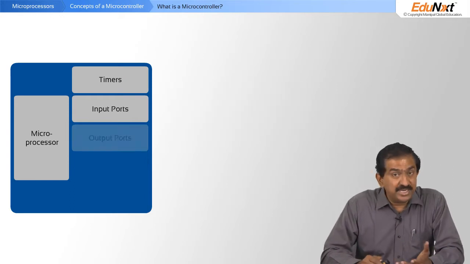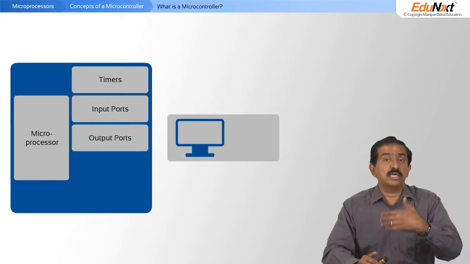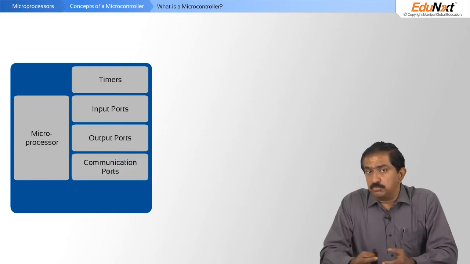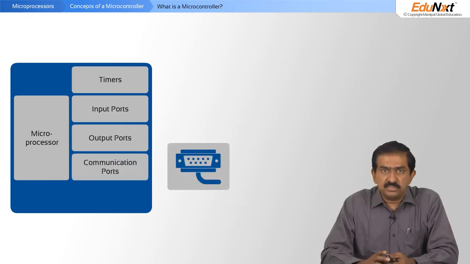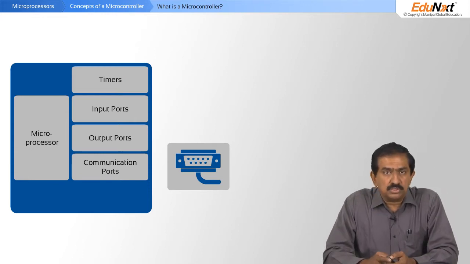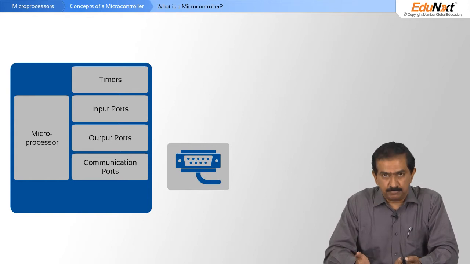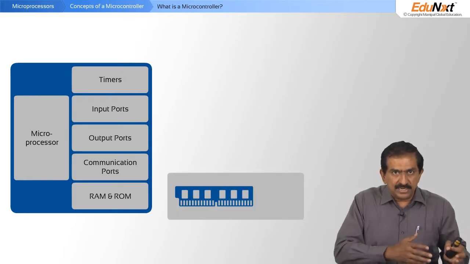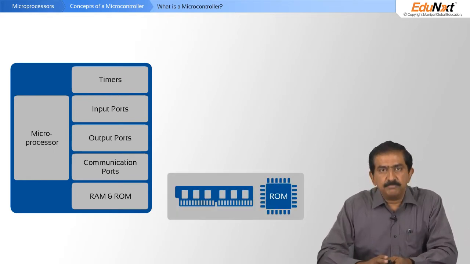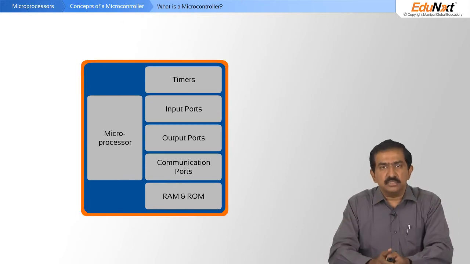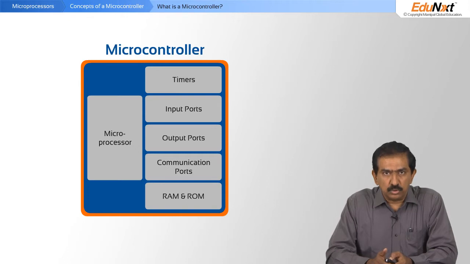You need input ports. You need output ports. You want to connect a display or a printer, so you need an output port that can be connected to microprocessors. You also need some form of communication ports. You remember the RS-232 and the general purpose interface boards. Those are communication ports that a typical microprocessor needs before it becomes useful to a human being. Last but not least, you need memory, both read-write memory and read-only memory. And the beauty of it all is, all of this together is nothing but a microcontroller.